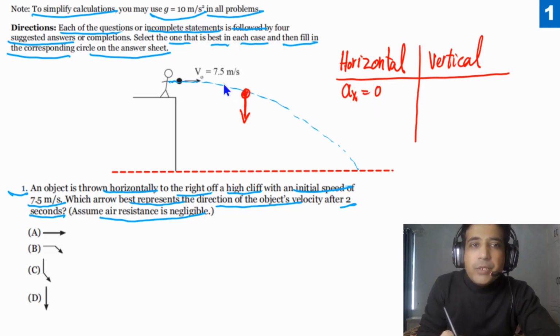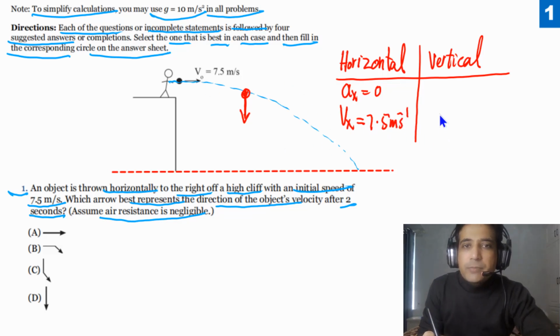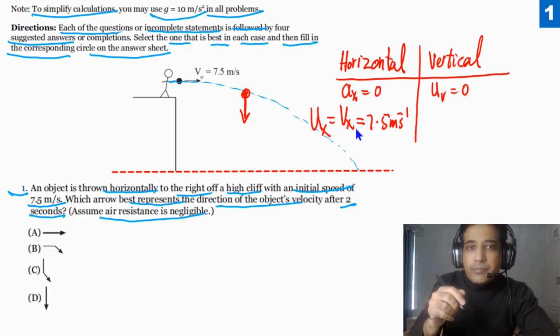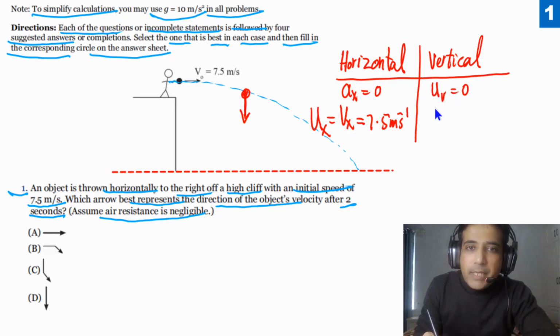So we can write down in this case the horizontal velocity, Vx. This will stay constant and its value will be equal to 7.5 meters per second, and this will be to the right. For vertical motion, initial vertical velocity is equal to 0. We can also write ux, because initial horizontal velocity and final horizontal velocity are the same, because there is no acceleration. And time is given to us, after 2 seconds.